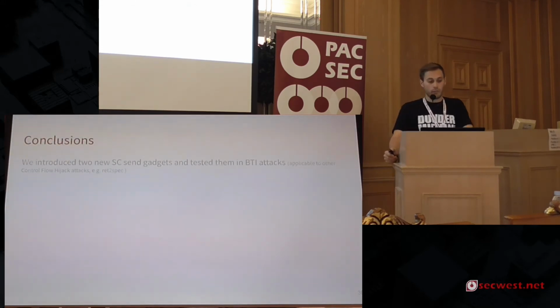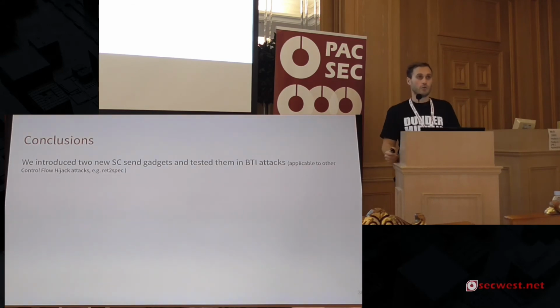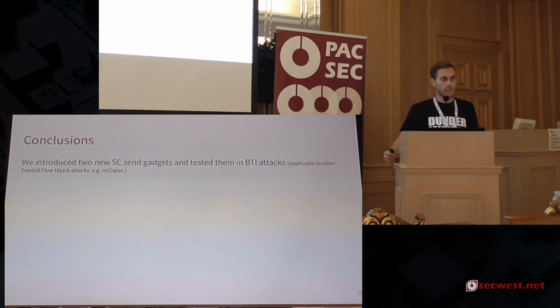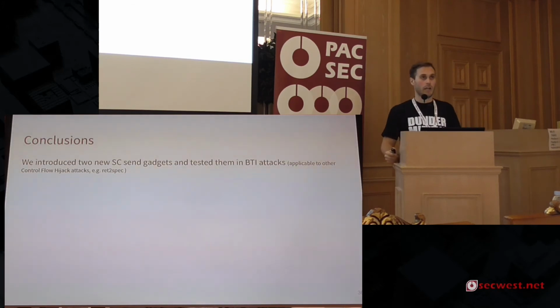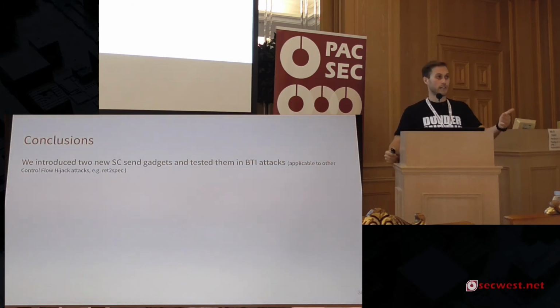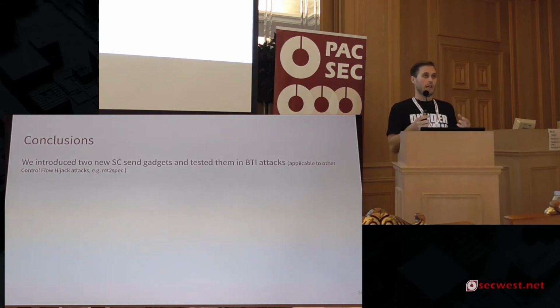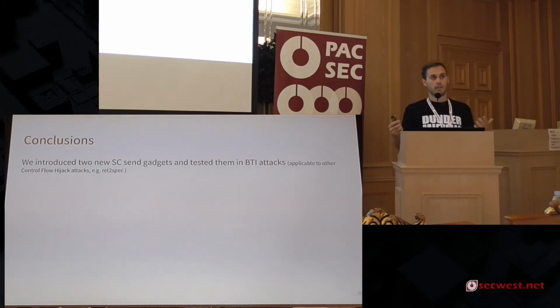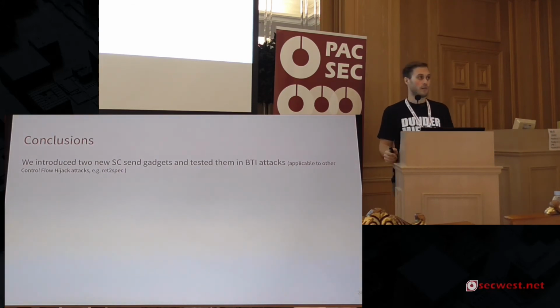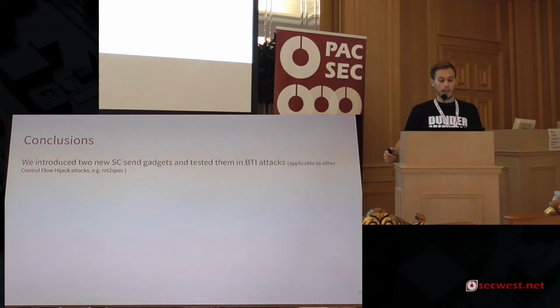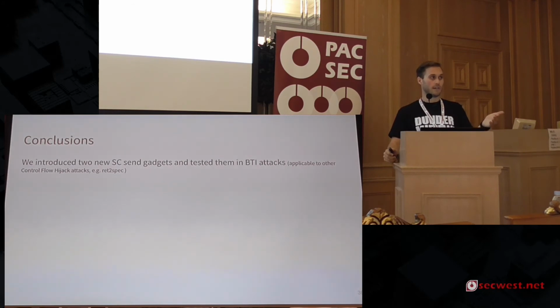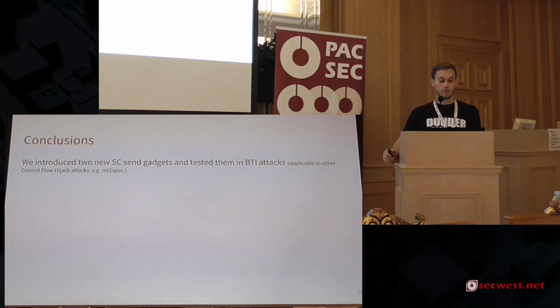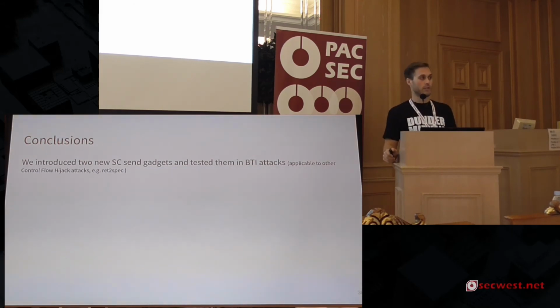Okay, as a conclusion, we introduced these two new side channel gadgets, and we tested them using the first BTI attack as a control flow hijack. The idea is that we found these two gadgets and we tested them with BTI, but they would work in theory with any other type of speculative control flow hijack. For instance, there is another type of attack that, instead of targeting an indirect call, targets returns. We could hijack the returns, like ret2spec, and our gadgets would work also in that case.